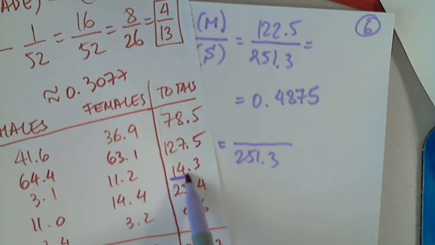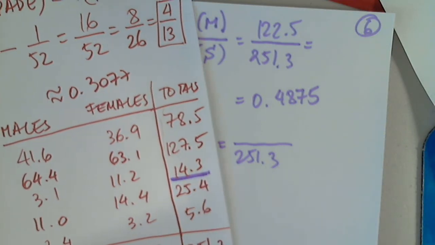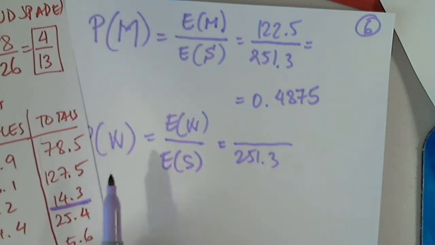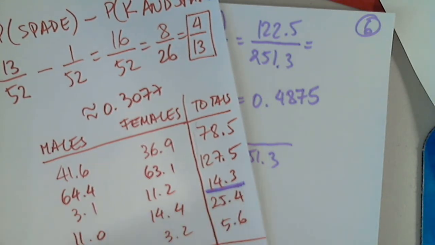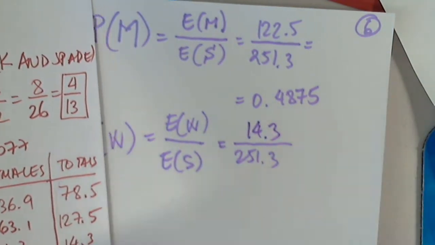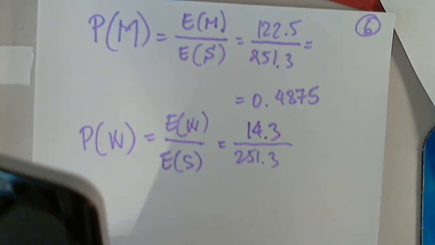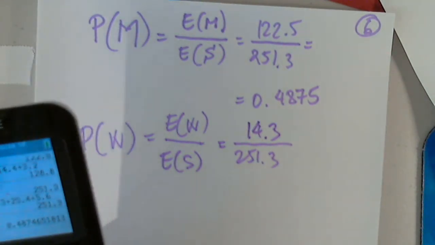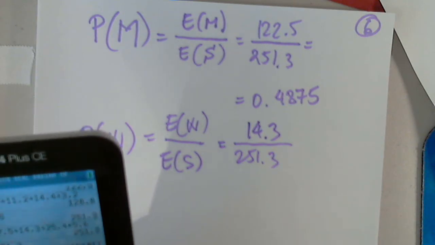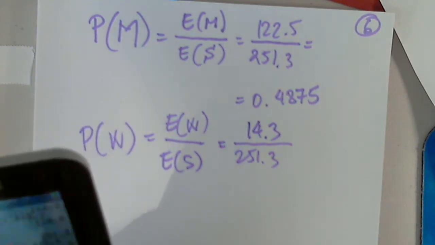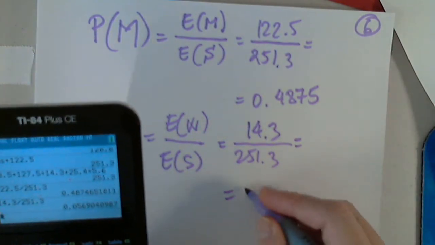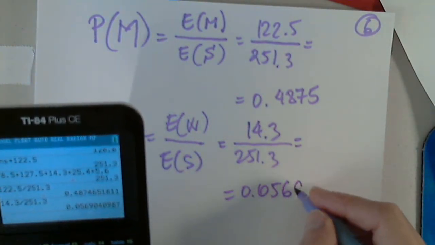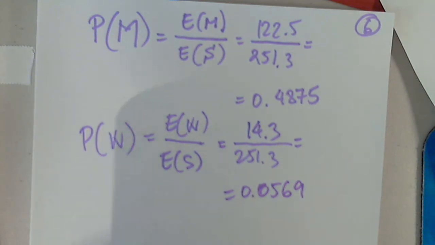That's why we created the totals. We're not talking about females or males. We are only talking about widowed. 14.3. Yes. 14.3 it is. So I divide 14.3 by 251.3 and I get 0.0569. Stop if you have any questions, please.